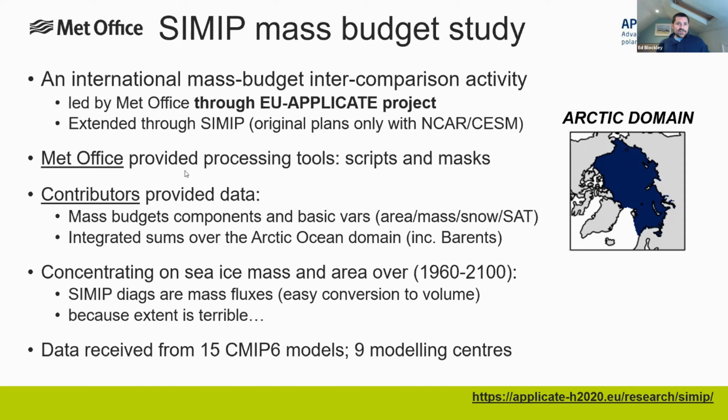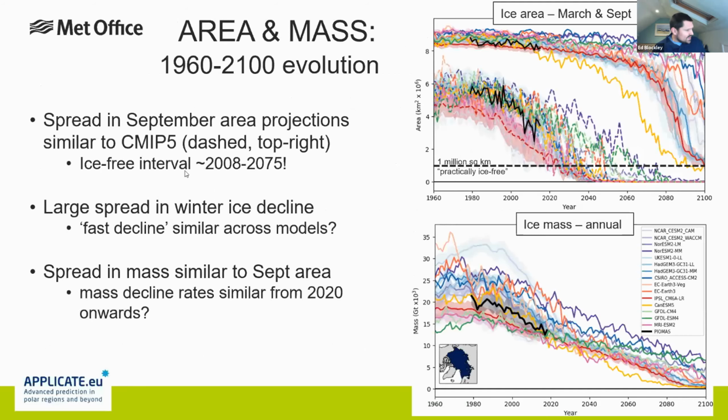We've concentrated on sea ice mass and area over the period 1960 until the end of the scenario runs in 2100. And we're using mass because the SIMIP diagnostics are mass fluxes. Of course, the model prognostic is volume, but it's just multiplied by a number in our constant density models. So we've received data from 15 different SIMIP 6 models and from 9 different modeling centers. As well as the mass budget, we asked them to send in area and mass as well so that we can do quick comparisons.